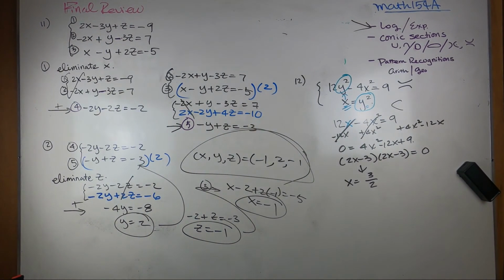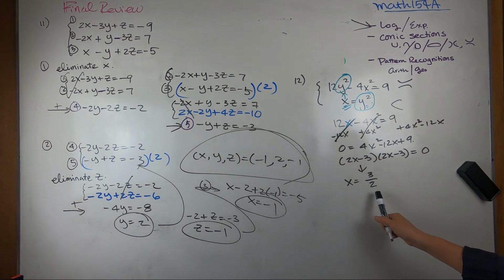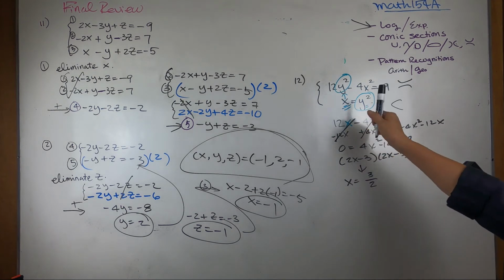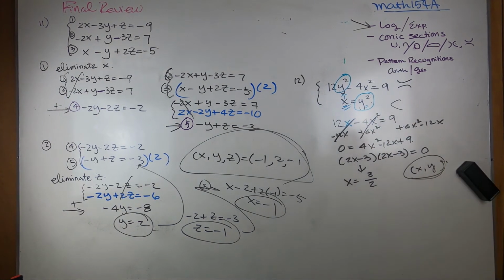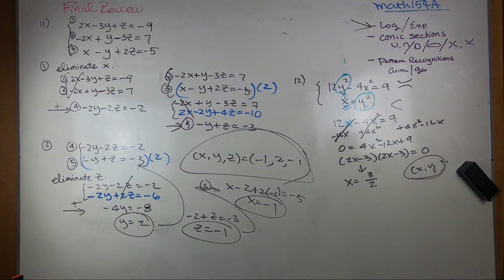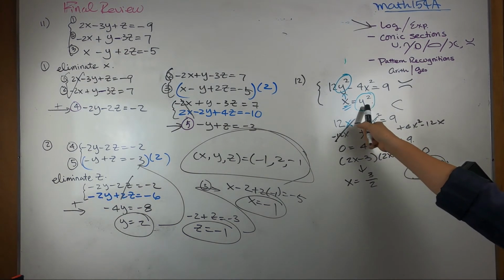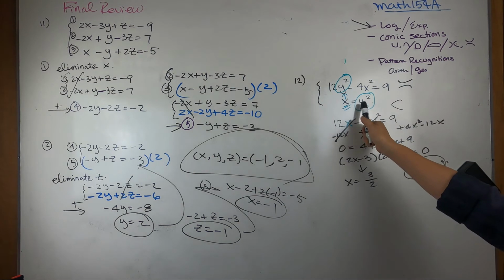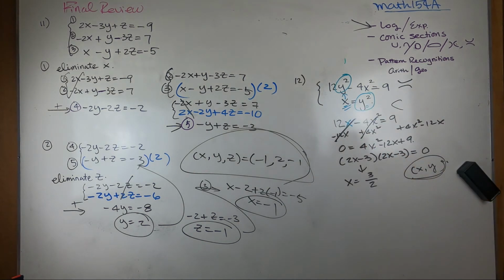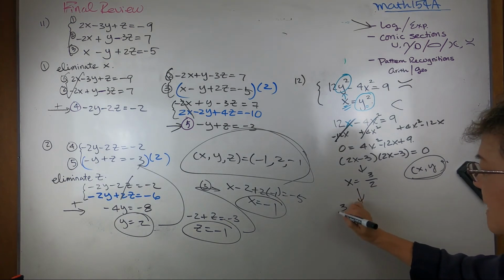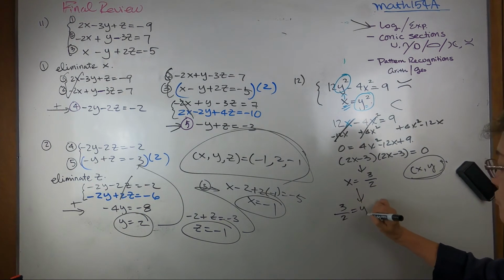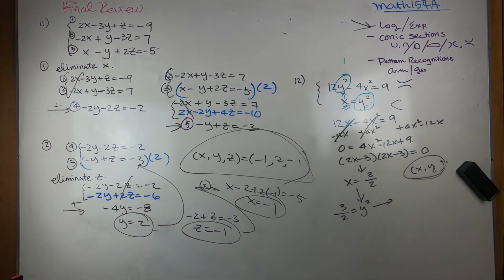Excuse me, right? But we have to write answers for x and y's, all the pairs, right? Then how do you find your y? You can just plug in there. So what do we have? We have 3/2 equals y squared. Then what's your y?